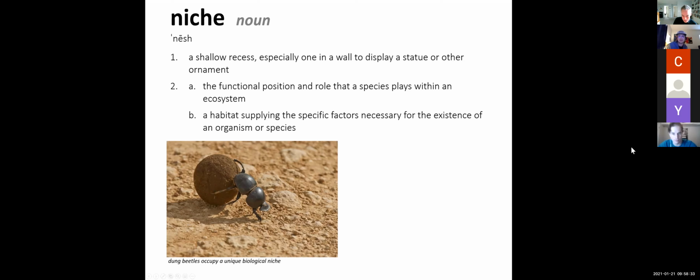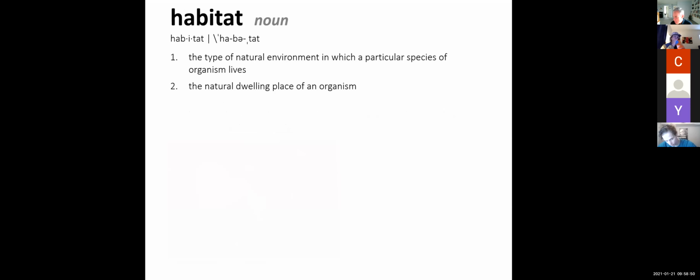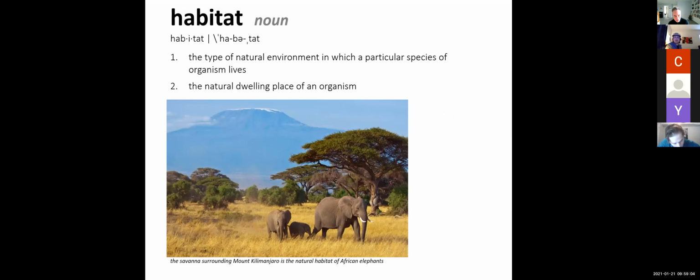So that is a niche, right? So again, it's that specific sort of job that a particular organism has within the environment, or it's the specific conditions within which an organism lives. Next, we have habitat. Habitat is the type of natural environment in which a particular species of organism lives, or the natural dwelling place of an organism. Right, so the savanna surrounding Mount Kilimanjaro is the natural habitat of African elephants.